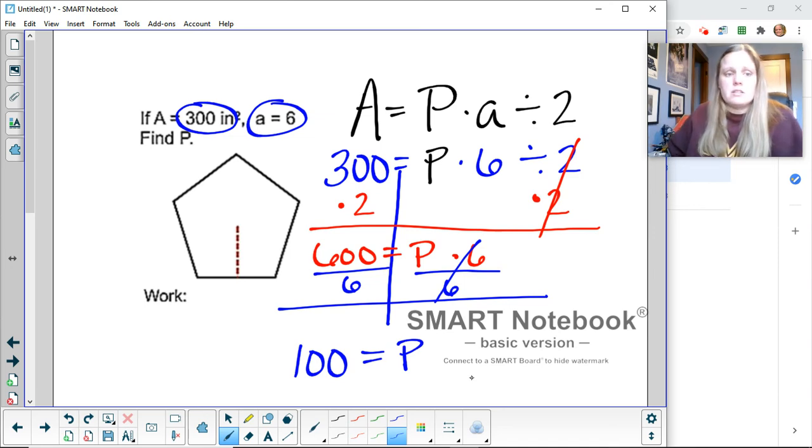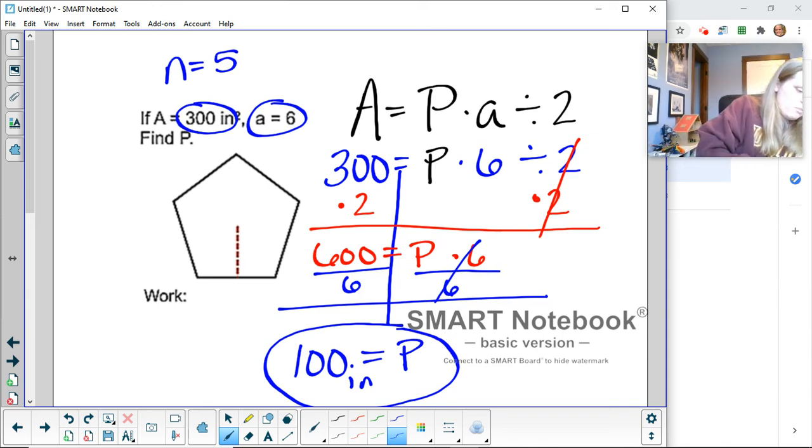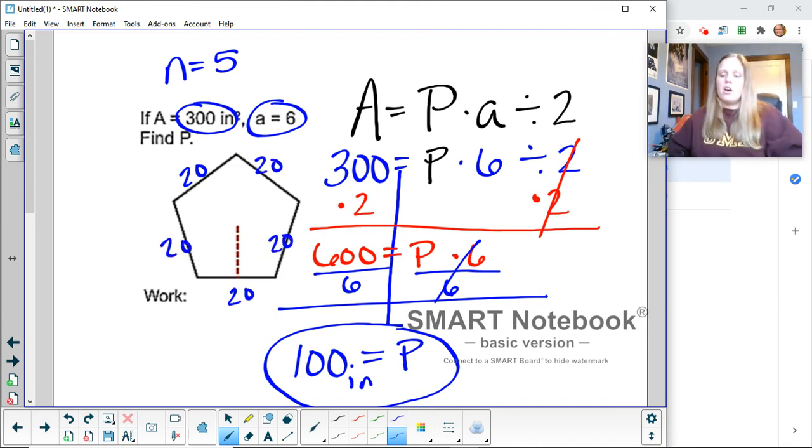Now we could go even a step further based on this picture. Oh, sorry, this would be 100 inches. We could go a step further and figure out each side length because we have the number of sides here. So since this is a pentagon, the number of sides is 5. I could take that 100 and chop it into 5 equal parts and know that each side is a length of 20 inches. And that would make that perimeter of 100.